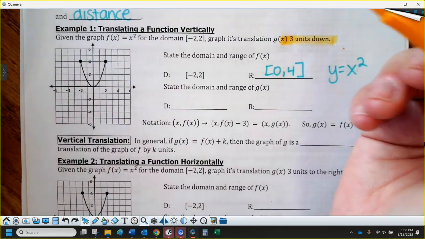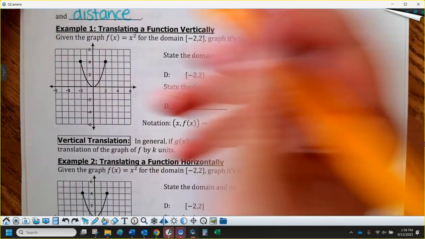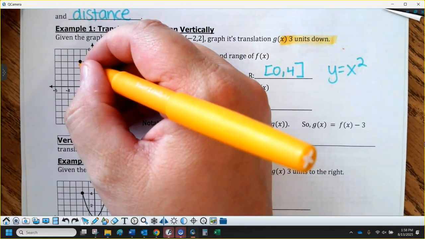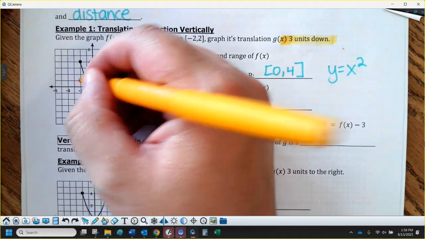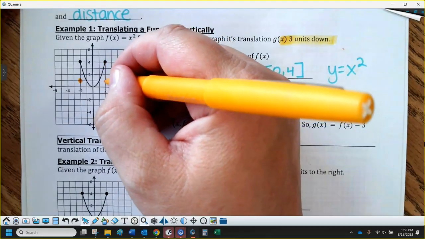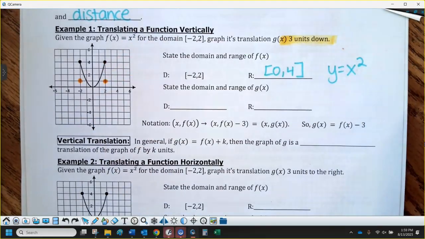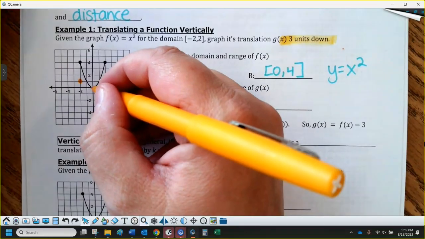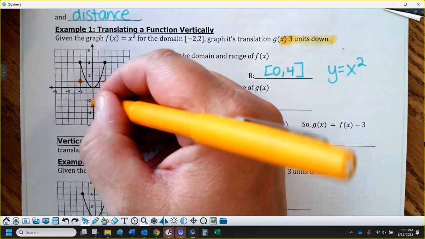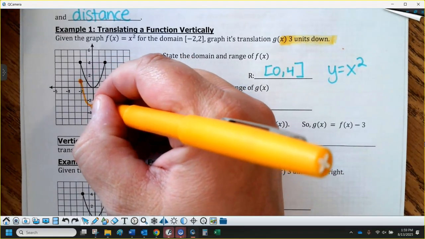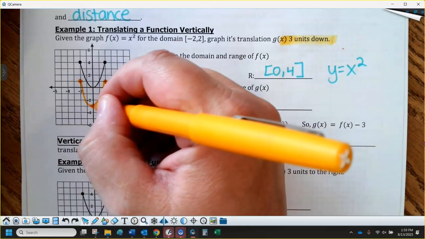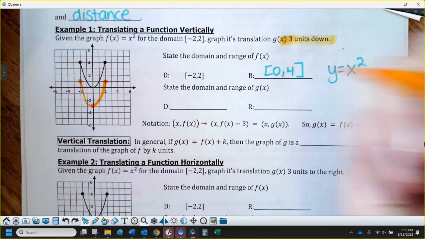Okay, easiest thing I can tell you to do if you have a graph, like grab a point, like I have a nice point here. I'm just going to scooch it down, 1, 2, 3. There's my new point. Just grab a couple points on the graph, and maybe the vertex. I don't have like a dot there, but just go down like 1, 2, 3. And then just do your best to make it a U shape. It doesn't have to be perfect.